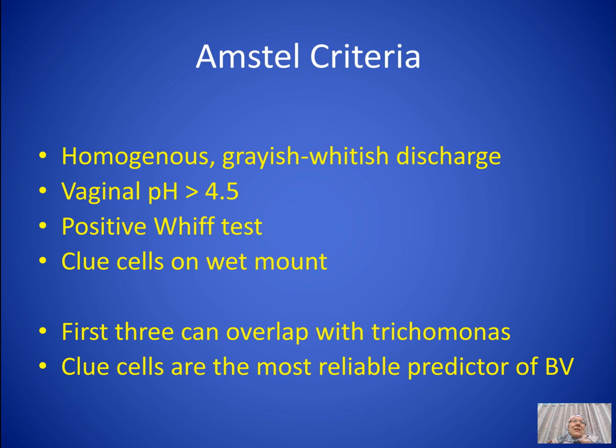So it's a whitish grayish discharge with a vaginal pH of over 4.5, a positive whiff test, so you get the fishy smell when you smell the discharge, and you find clue cells on the wet mount, and I will show you clue cells and tell you what they are. The problem with the Amsel criteria is that the first three criteria can overlap with trichomonas, but clue cells are quite specific for bacterial vaginosis.